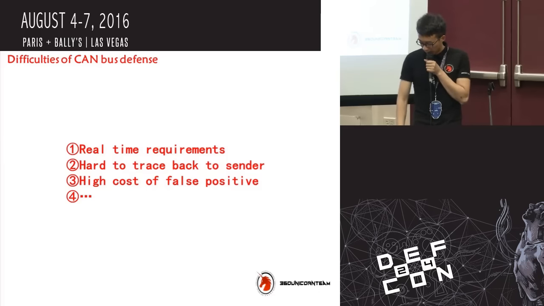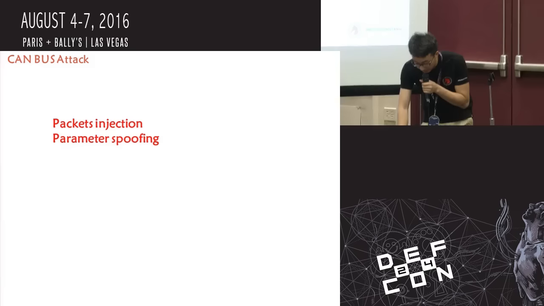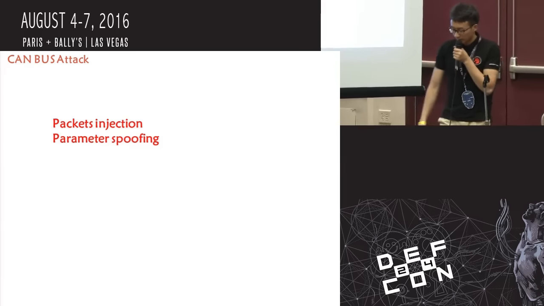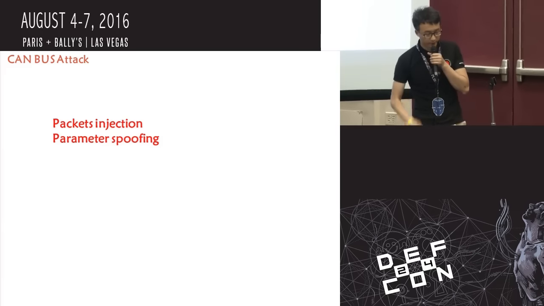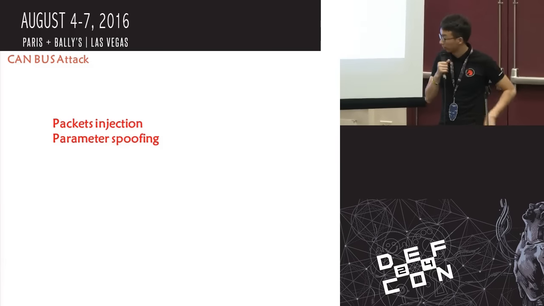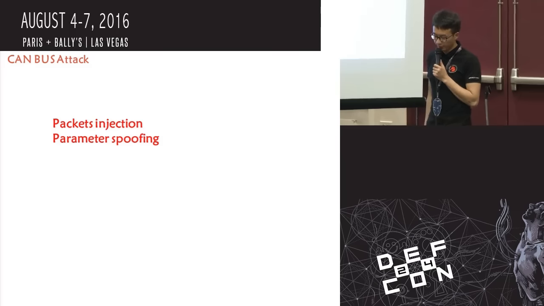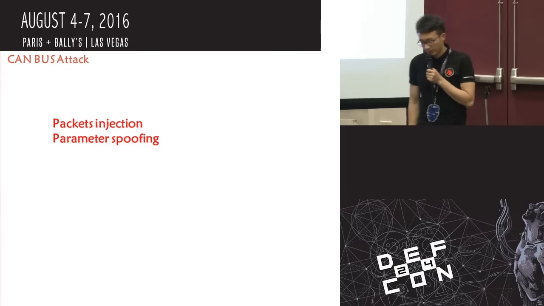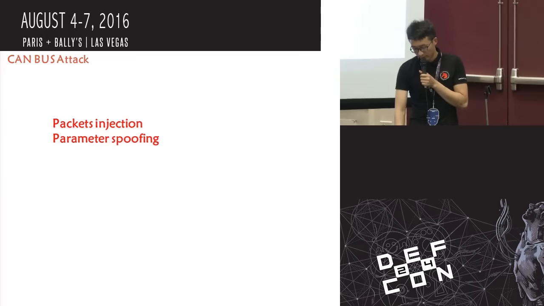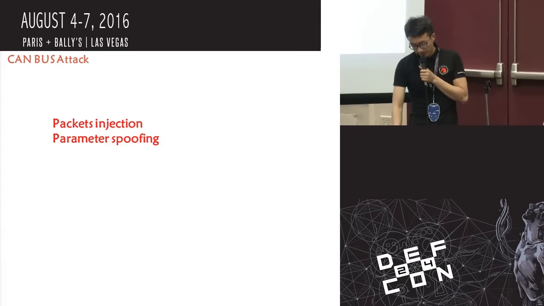That work would introduce delay, and it's not very good. So CAN bus attacks usually include two kinds of attack: packet injection. For example, an attacker can observe the traffic on the CAN bus to see what packets contain what features of the car, and then replace or modify the packet to do some injection. This kind of attack is very common.